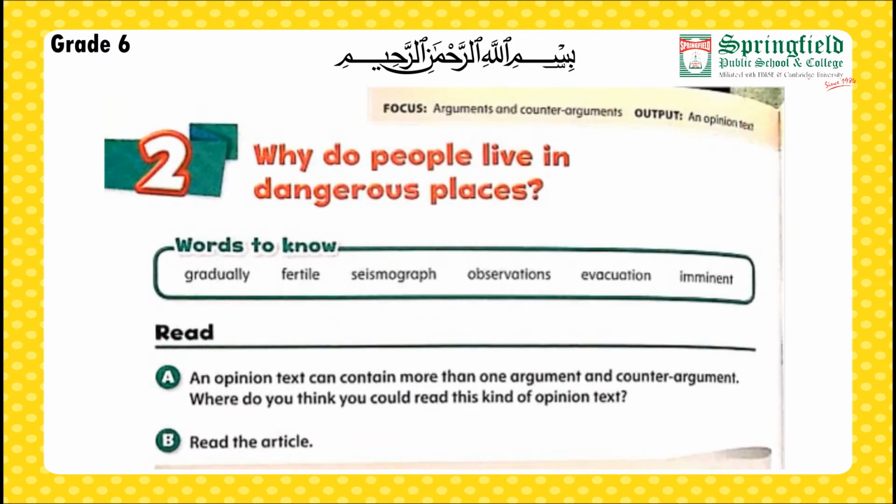Do repeat the words after me. First word is gradually. Gradually means slowly over a period of time or distance. Next, fertile. Fertile means productive, fruitful, and capable of producing.